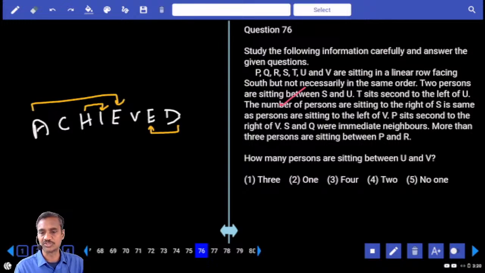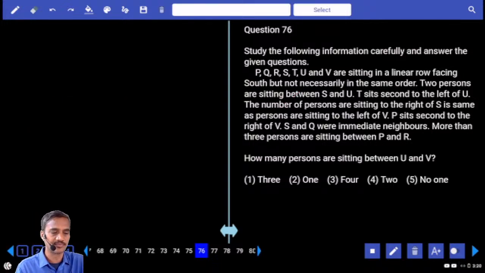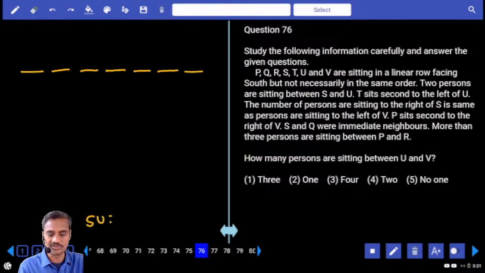The next one, 76 onwards. Now P, Q, R, S, T, A and B are the 7 persons seated in a straight line facing towards south. And information clearly given about this south: 1, 2, 3, 4, 5, 6, 7. And 2 persons are in between S and U. Now in between S and U, how many? There are exactly 2. And T sits second to the left of U. Now U is second to the left is T, because all the persons are facing towards south. And T sits second to the left of U, and 2 persons are in between S and U.